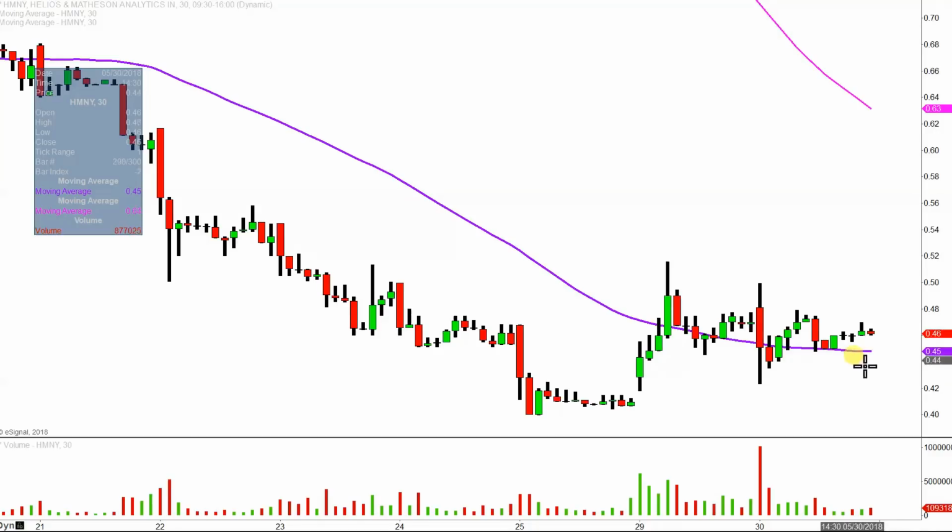So if you haven't connected those dots, that ideal level of support going forward is maintaining up above the 45-cent mark.